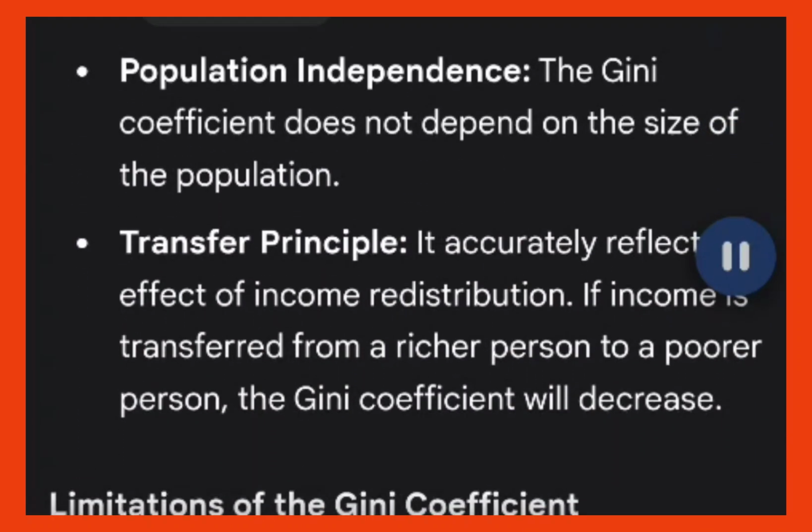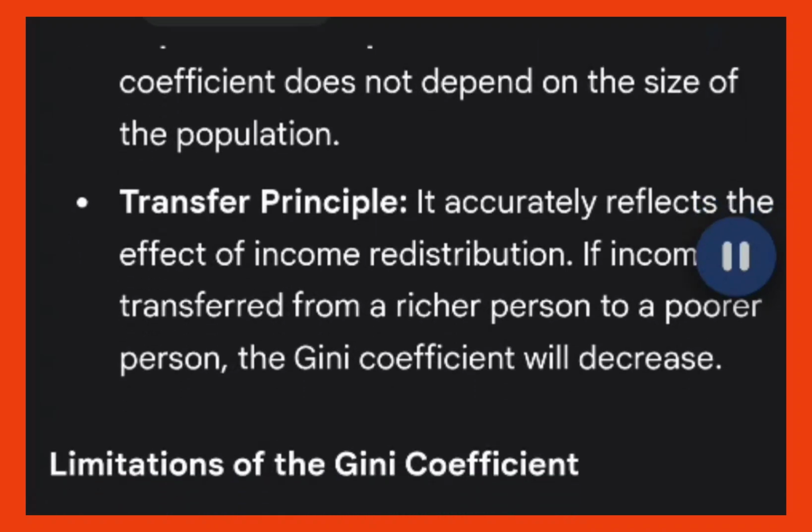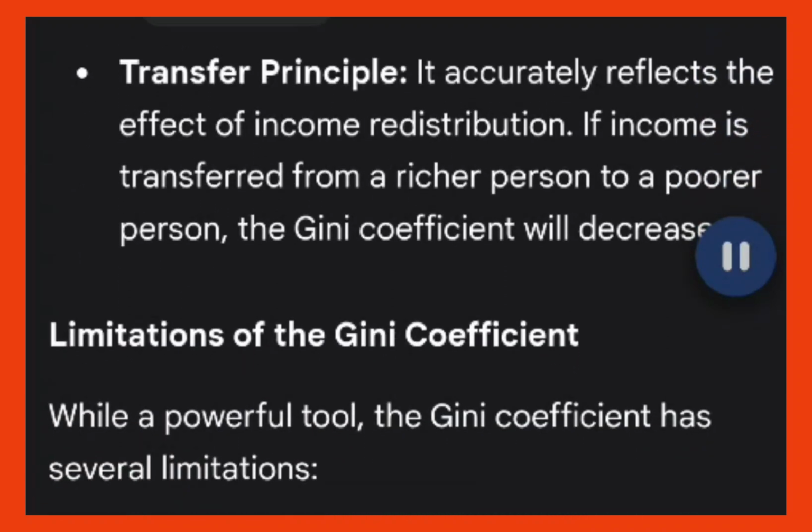Population independence. The Gini coefficient does not depend on the size of the population. Transfer principle. It accurately reflects the effect of income redistribution. If income is transferred from a richer person to a poorer person, the Gini coefficient will decrease.